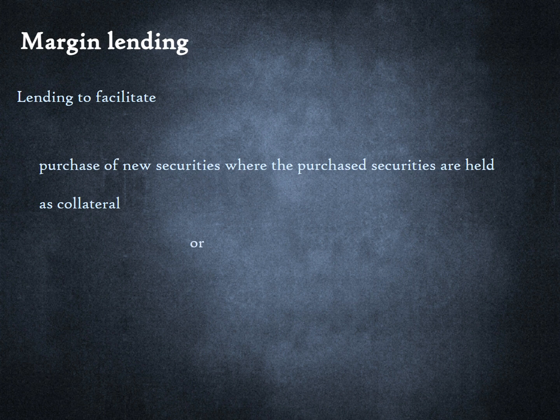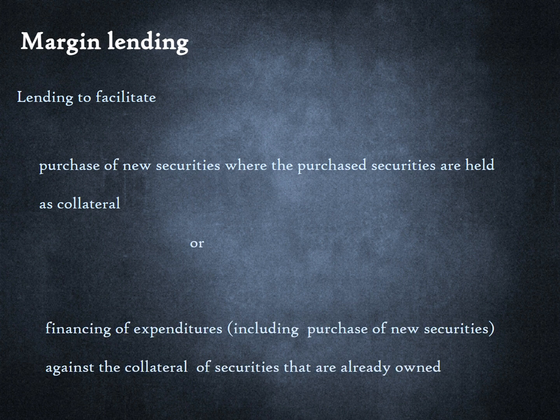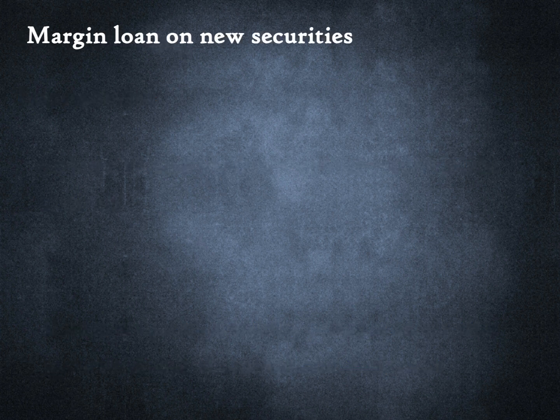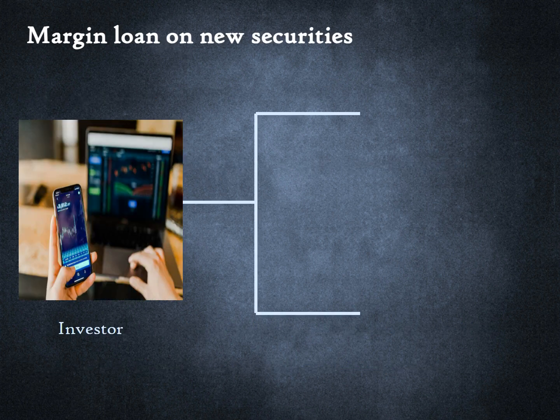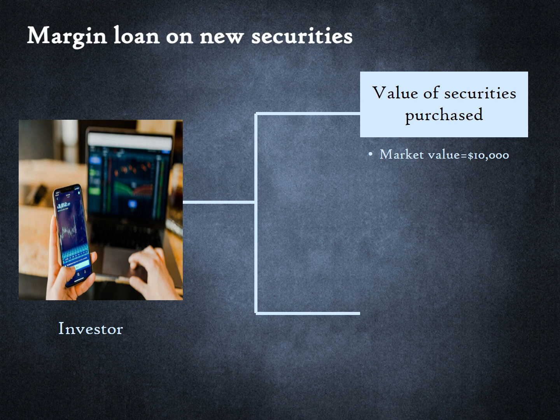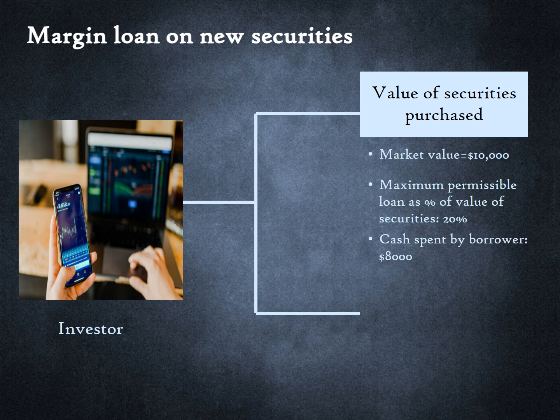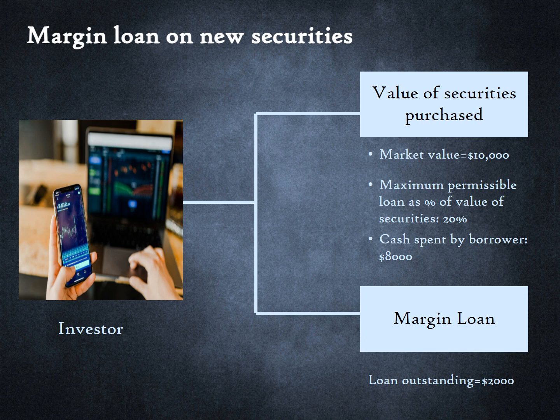The second type of margin loans are made to finance expenditures against the collateral of securities that are already owned by the borrower. In either case, the loan is capped at a certain percentage of the value of securities owned. We will next look at an example of each type. In the example shown, an investor buys $10,000 worth of securities. The maximum permissible loan the lender has agreed to advance is 20% of the market value of the securities. So, the borrower pays $8,000 and $2,000 is lent by the margin lender.